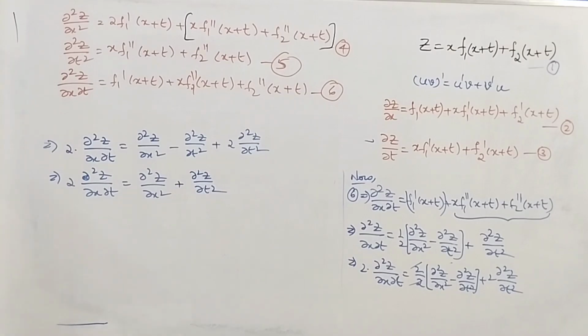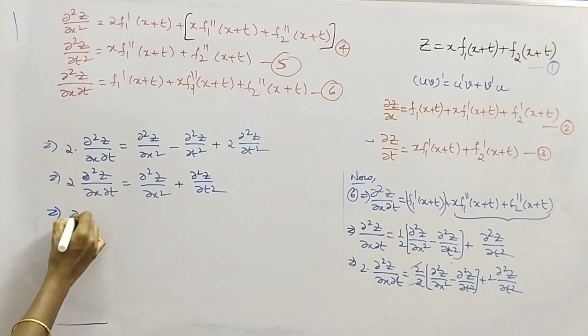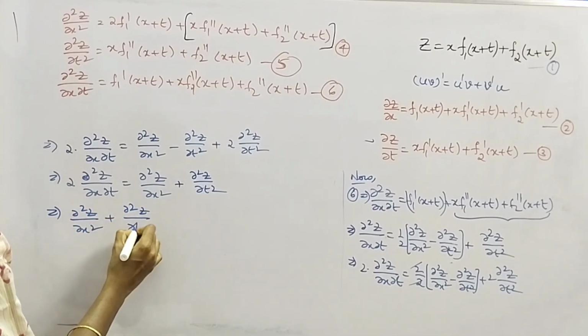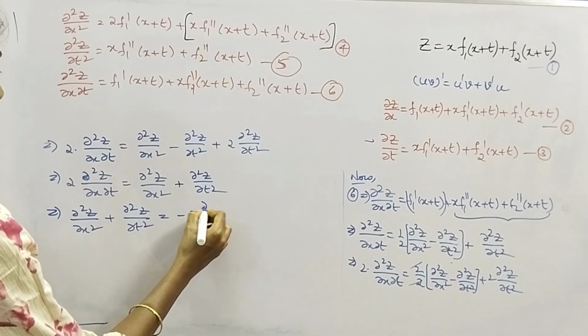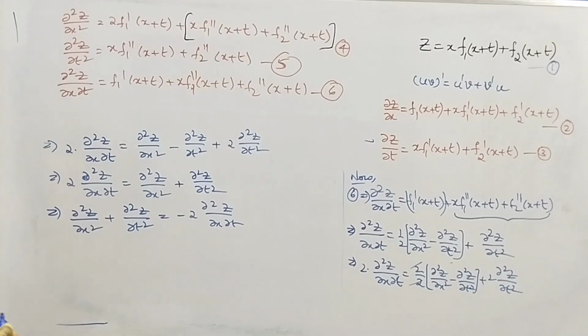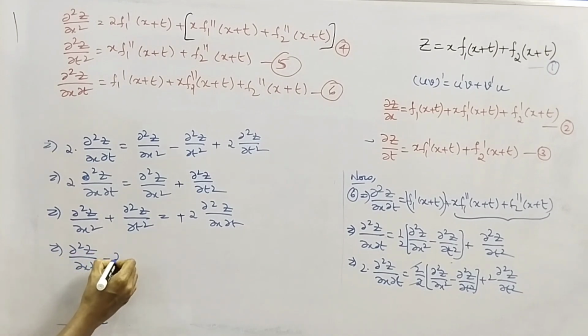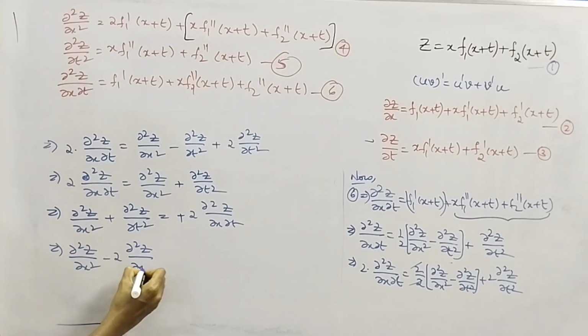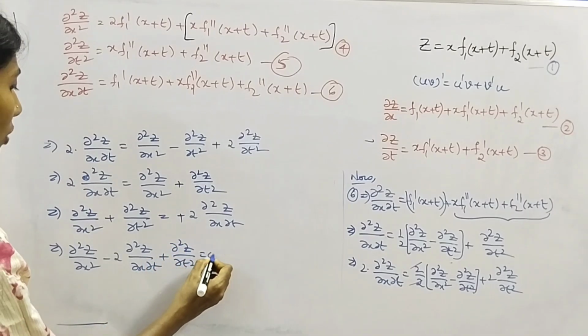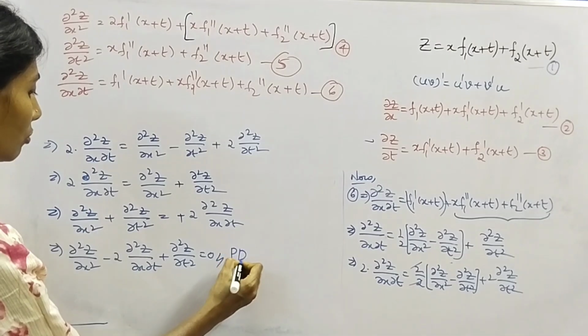Now we can write the same equation as ∂²z/∂x² plus ∂²z/∂t² equals minus 2 ∂²z/∂x∂t. Okay, now bring this term to LHS and you'll get ∂²z/∂x² minus 2 ∂²z/∂x∂t plus ∂²z/∂t² equals 0, which is the required partial differential equation.